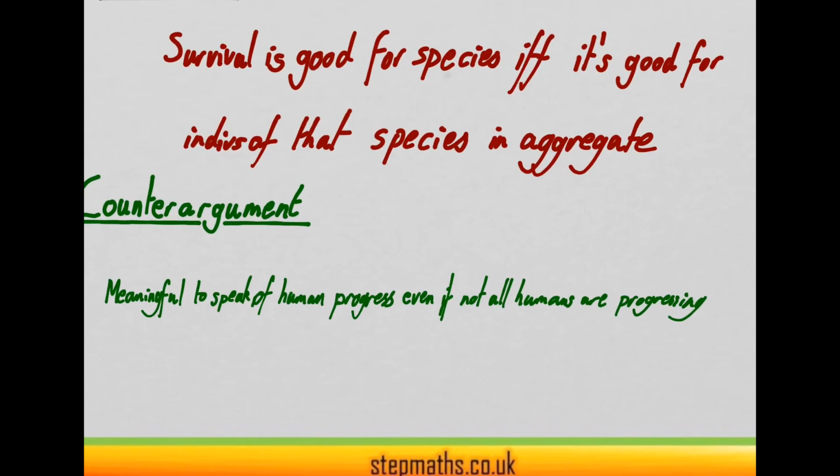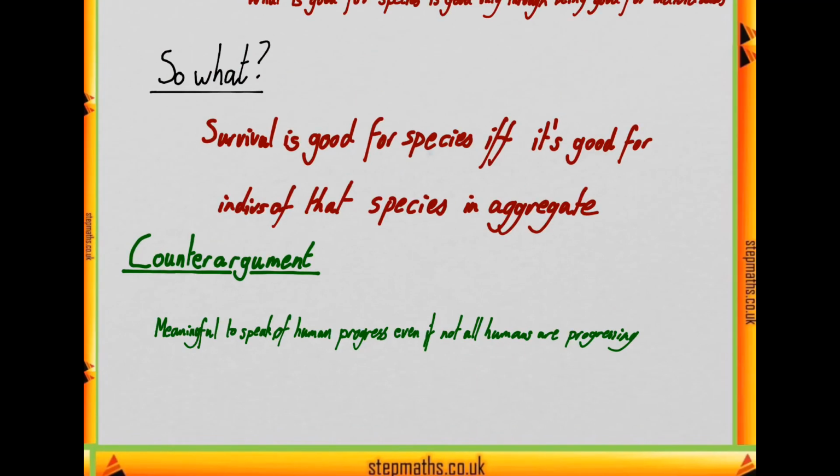Well, structurally, we speak of human progress, even if not all humans are progressing. Even if the vast majority of humans, say, were sinking further into poverty, but humans were technologically developing, or morally developing, we might call that human progress still. So it's possible to speak of something being good for species or progressive for humans, even if it doesn't progress all humans, or even if it's not good for all species, or even most. Overall, I hope that's been helpful.